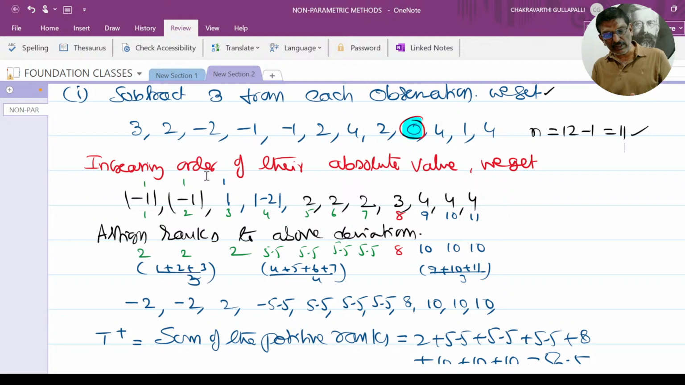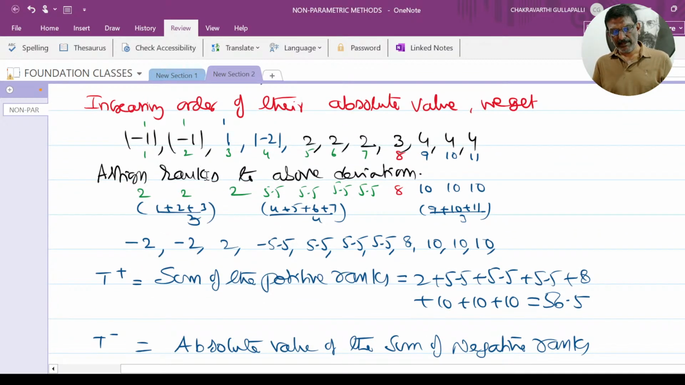That's why minus 2 is arranged after 1. 1 is a positive deviation, minus 2 is a negative deviation. After applying the modulus, this number is automatically more than this 1. The remaining deviations are positive deviations. Based on the increasing order, I noted this sequence. Now assign the ranks. Minus 1 is treated as 1, minus 1 is treated as 1, and 1 is a 1.